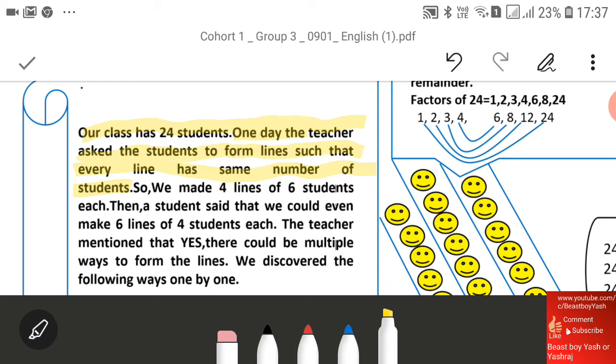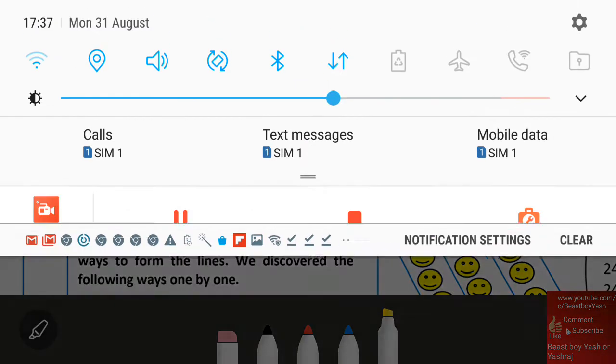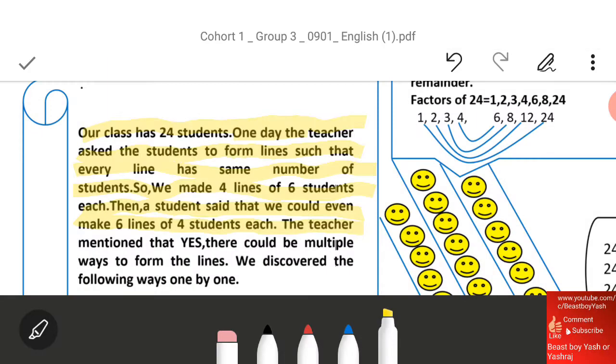So 24 students. So we have made 4 lines of 6 students each. Then a student said that we could even make 6 lines of 4 students each. The teacher mentioned that yes, there could be multiple ways to form the lines.